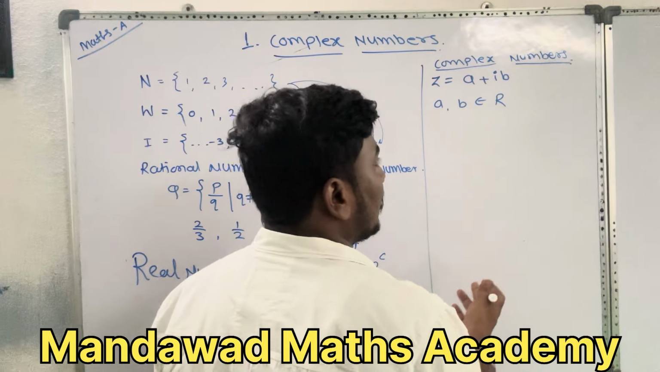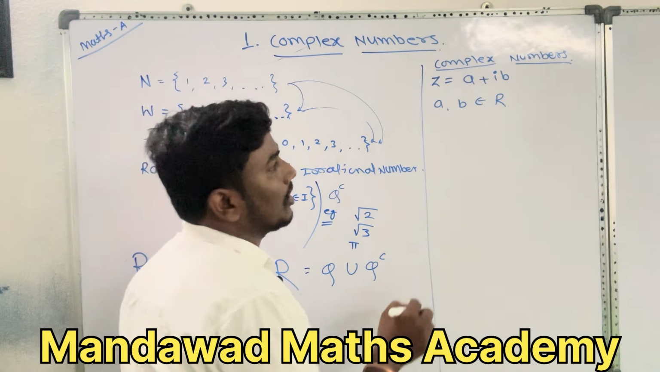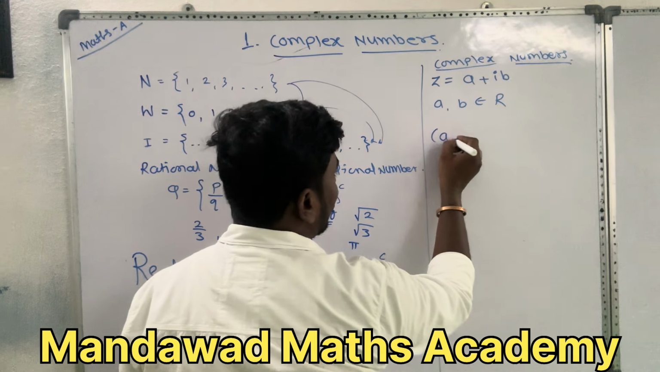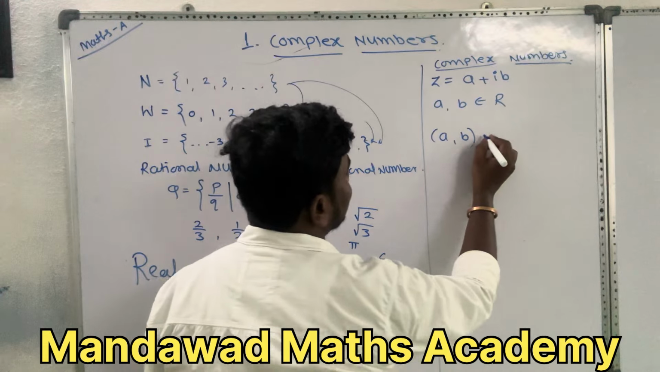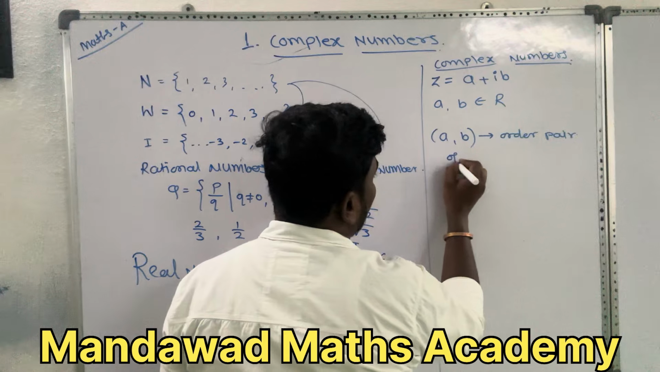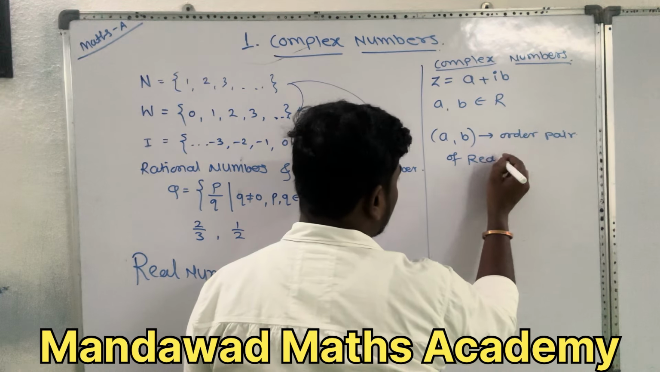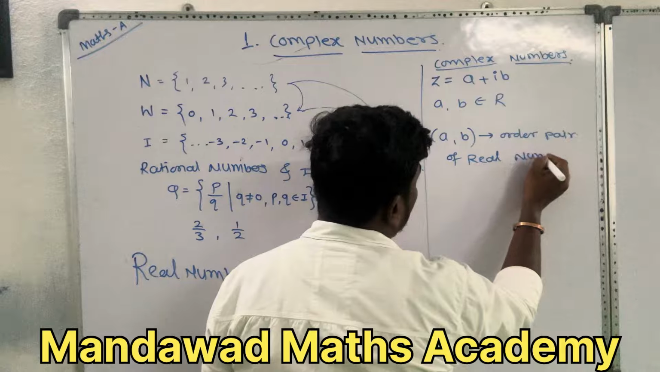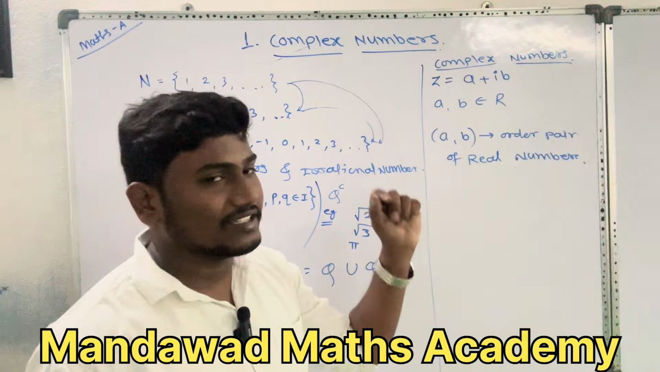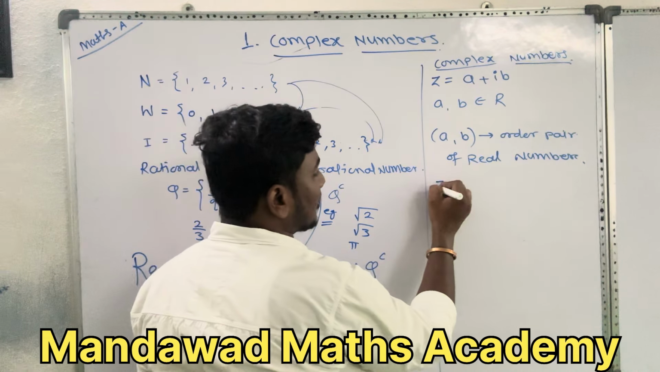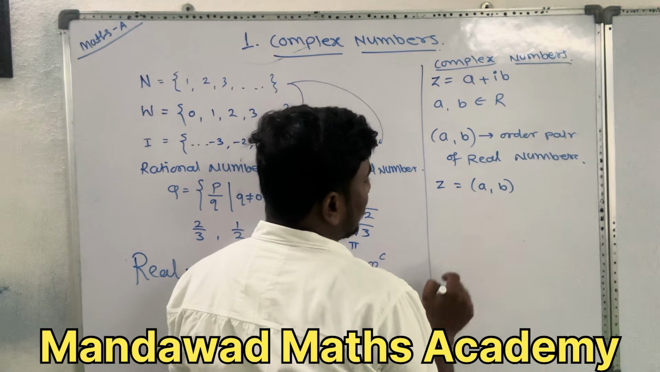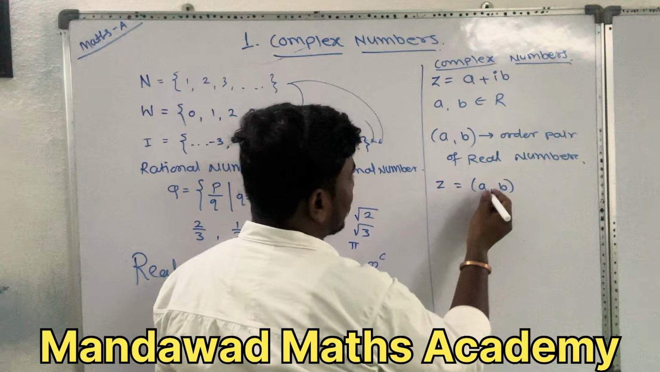Now another definition: a complex number is an ordered pair of real numbers. You can write it like this; this is called an ordered pair of real numbers, meaning a and b are real numbers. a is called the first component and b is called the second component. This Z can be written again as (a, b) in the form of an ordered pair, where a, b belong to real numbers.